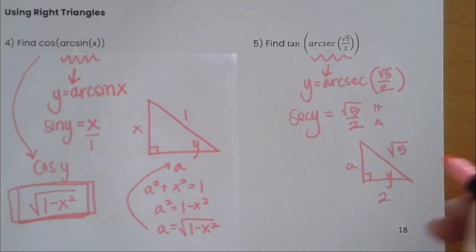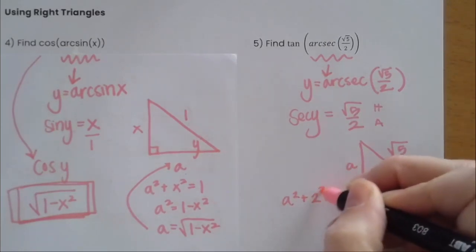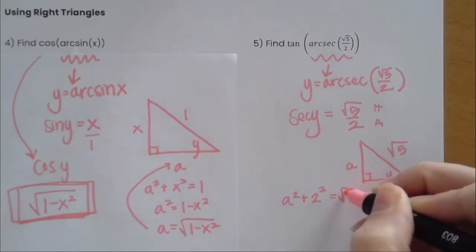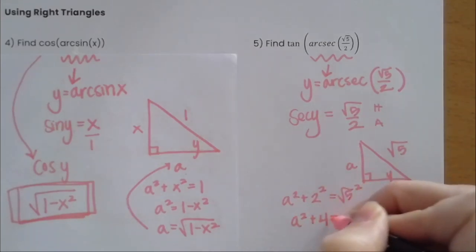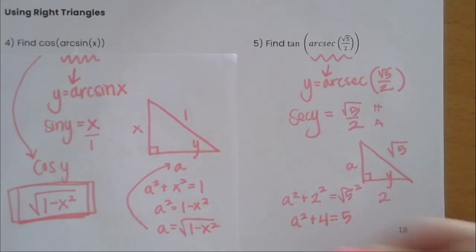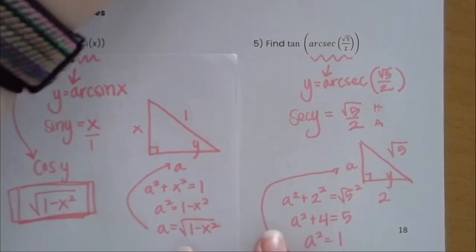So I'll use a again. So we can go a squared plus b squared, which is 2 squared, equals square root of 5 squared. Well, that's really a squared plus 4 equals 5. So a squared is equal to 1. Square root of 1 is simply just 1. So my a value from right there is equal to 1. And again, I didn't show you, I'm sorry.